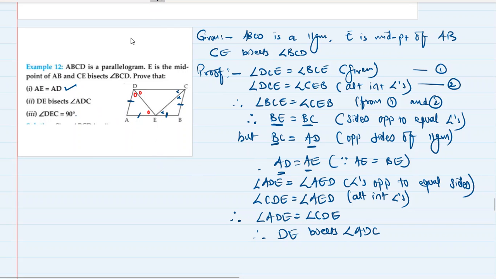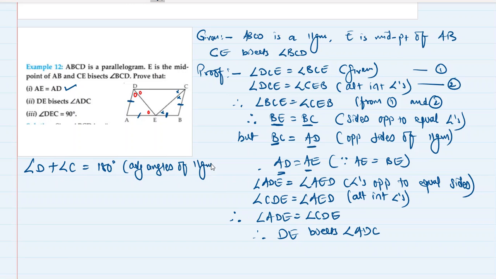Great. Now the last part, angle DEC being 90 degree. That is very, very interesting. Please pay attention. See, angle D plus angle C is equal to 180 degree. Why angle D and C is 180 degree? Because they are adjacent angles of parallelogram. Adjacent angles of parallelogram are supplementary. So angle D plus angle C is 180 degree. So half of angle D plus half of angle C is equal to half of 180 degree.